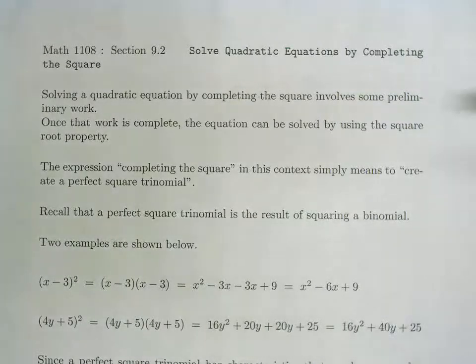Okay, we'll read some information about this method. In the first sentence, solving a quadratic equation by completing the square involves some preliminary work. But once that work is complete, the equation can be solved by using the square root property. The expression completing the square in this context simply means to create a perfect square trinomial.